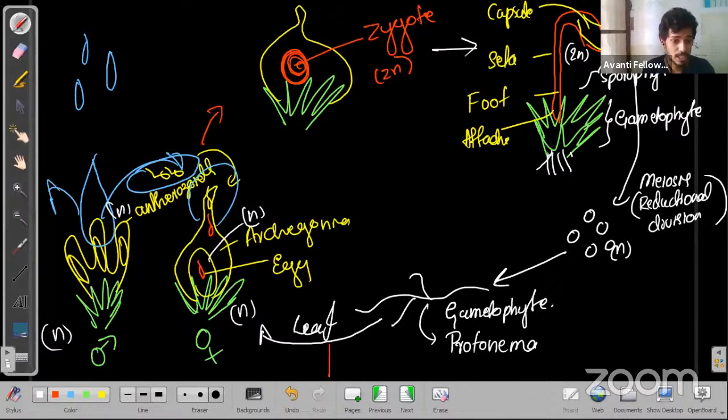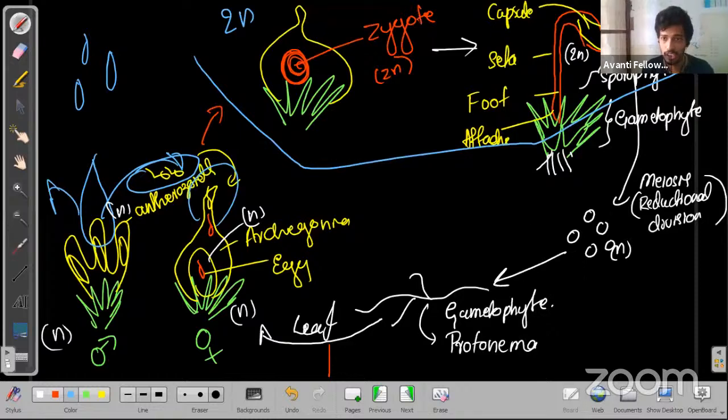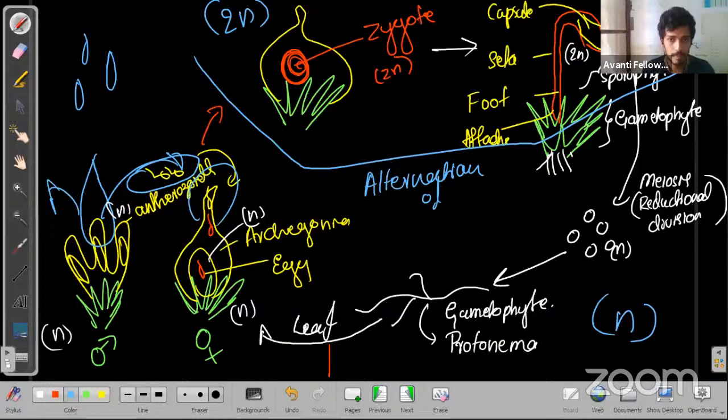Okay. So when you are watching here, you can simply explain that some part of its life cycle is diploid in nature, and some part is haploid in nature. These things are diploid from here to here, and here it is haploid. That's why we can call it the alternation of generation. Any questions, ask me, guys, because this is very, very important.